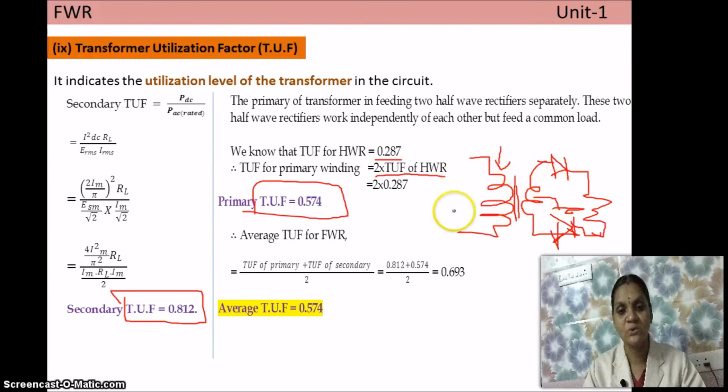The transformer has both a primary winding and a secondary winding. The utilization factor for the primary winding is this one, and for the secondary winding is this one. Just take the average, and this will be the total utilization factor of the transformer. This becomes 0.574. In the half wave rectifier, you got only 0.287, whereas here in the full wave rectifier, you got 0.574. That means the utilization factor has improved. This is considered to be one of the advantages. The transformer is effectively utilized in the center tap full wave rectifier compared to the half wave rectifier.